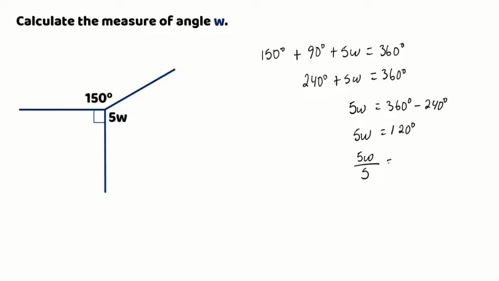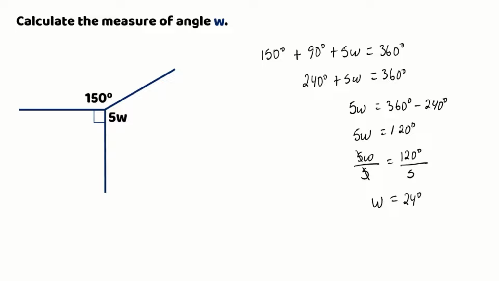of our equation by 5 so that we can get our variable w on one side of the equation by itself. 5 divided into 5 will cancel, leaving us with just w. And when 5 divides into 120 degrees, we find that w is equal to 24 degrees.